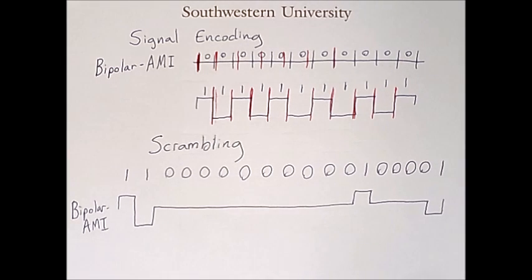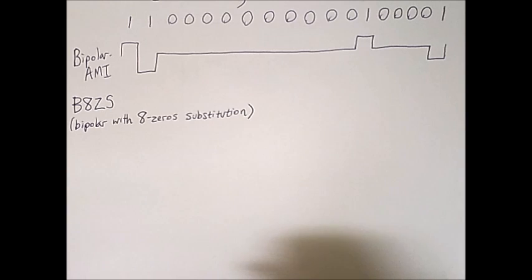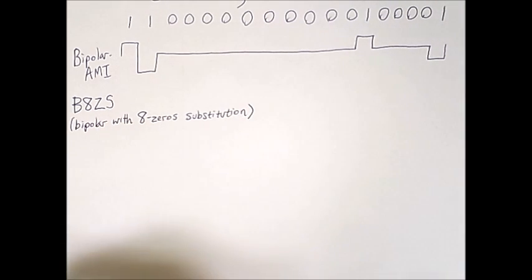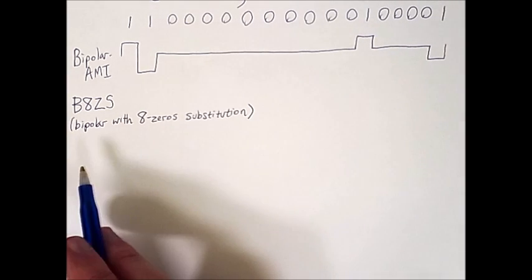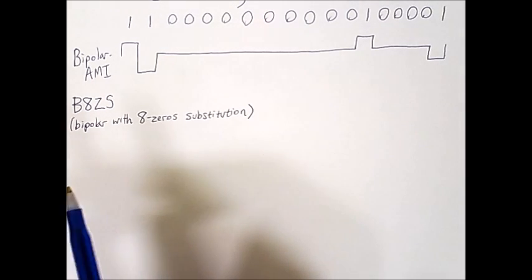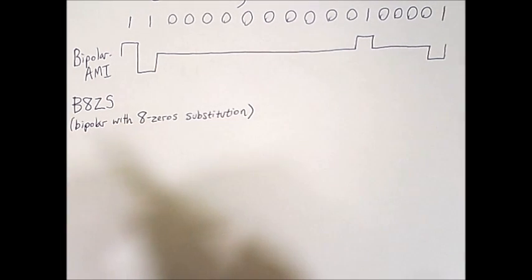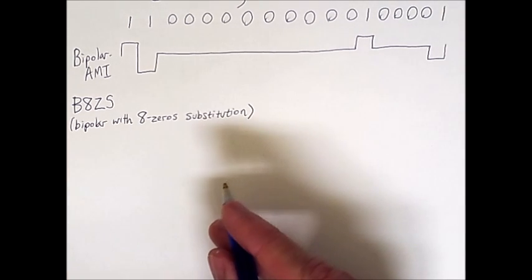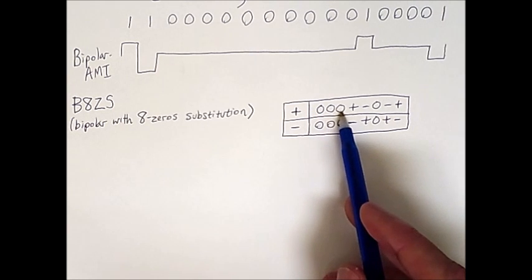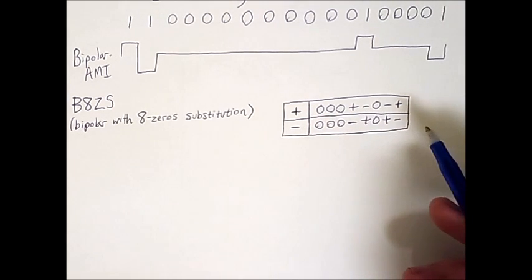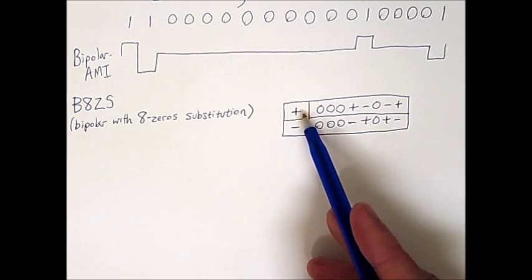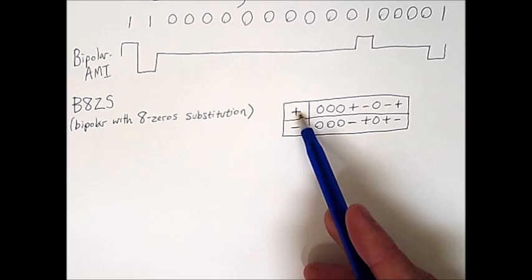There are two scrambling schemes we will discuss. The first is bipolar with 8 zeros substitution, or simply B8ZS. Now, this encoding scheme is based off of bipolar AMI, but will encode sequences of 8 zeros in a special way. Specifically, we'll use the following table. This table provides a sequence of 8 different voltage levels that can be used to replace a sequence of 8 consecutive zeros based on what the preceding voltage level was.